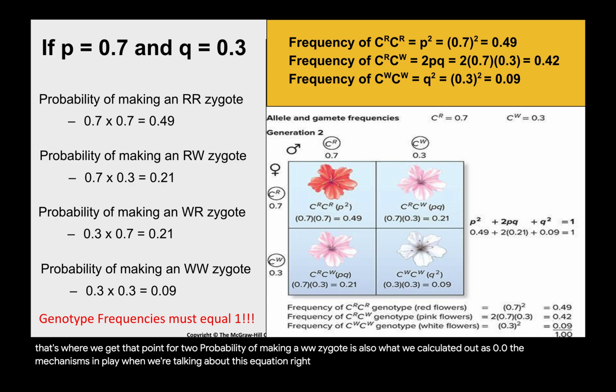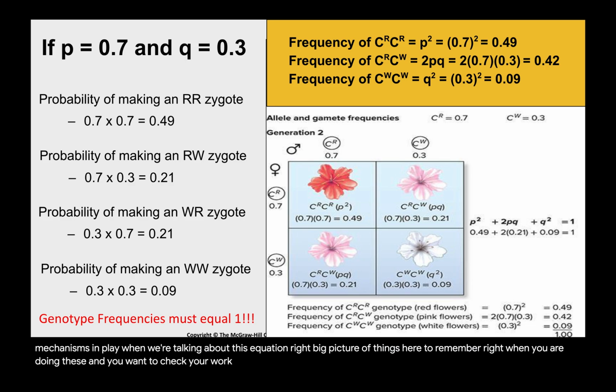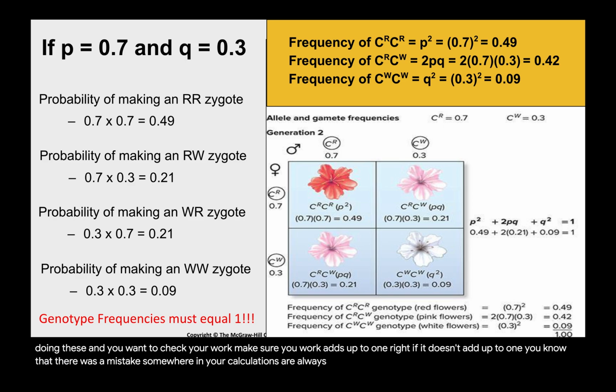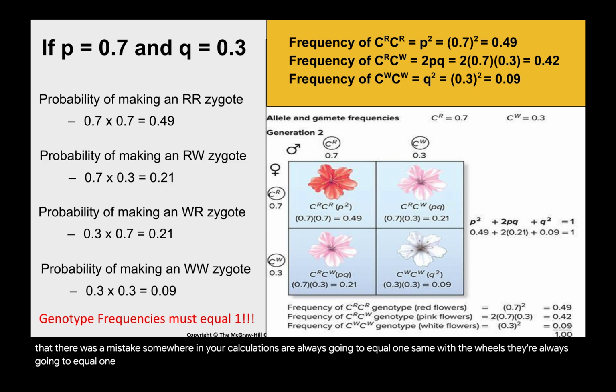Big picture thing here to remember: when you are doing these and you want to check your work, make sure your work adds up to 1. If it doesn't add up to 1, you know that there was a mistake somewhere in your calculations. Genotypic frequencies are always going to equal 1. Same with allelic frequencies. They're always going to equal 1, because we have to account for 100% of the population.